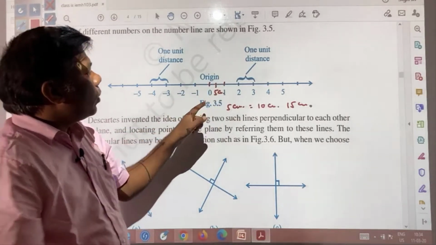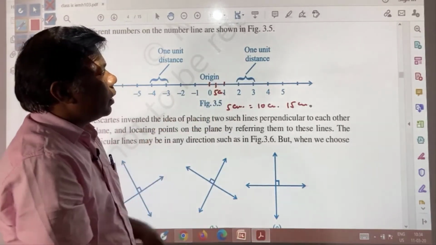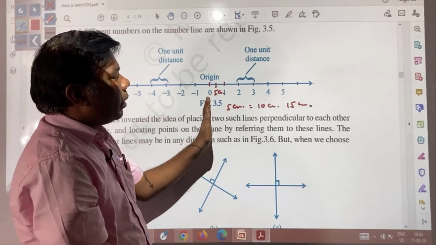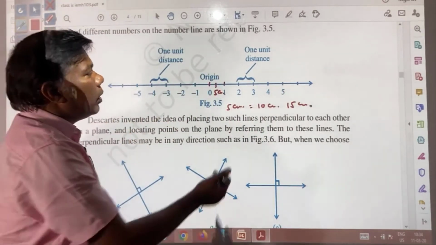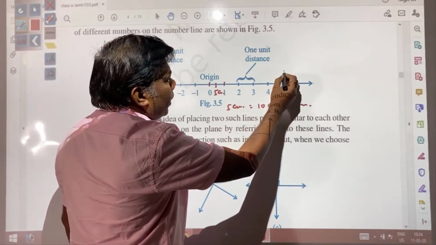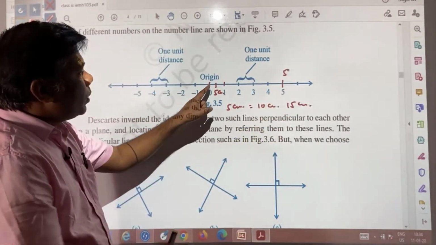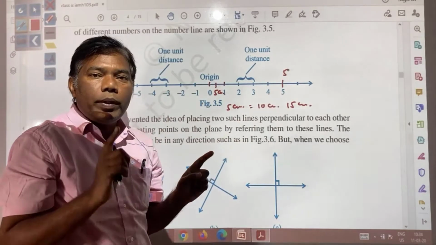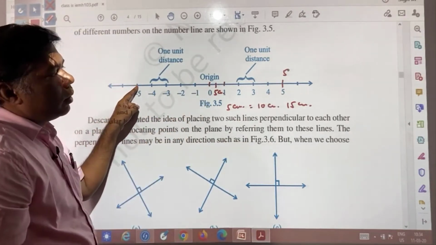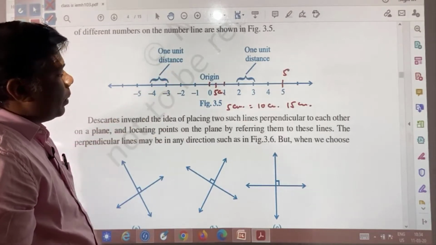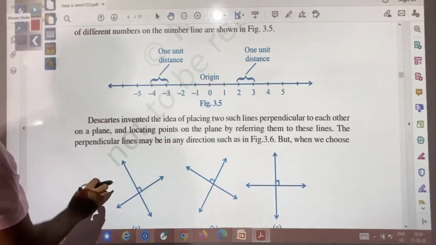So for 1 unit, whatever measurement you have taken, you will have the same equal distance on the positive side as well as the negative side. If you take any number, suppose you have taken 5, the distance between 0 and 5 will be the same as between 0 and minus 5. So that is required to be kept in mind.